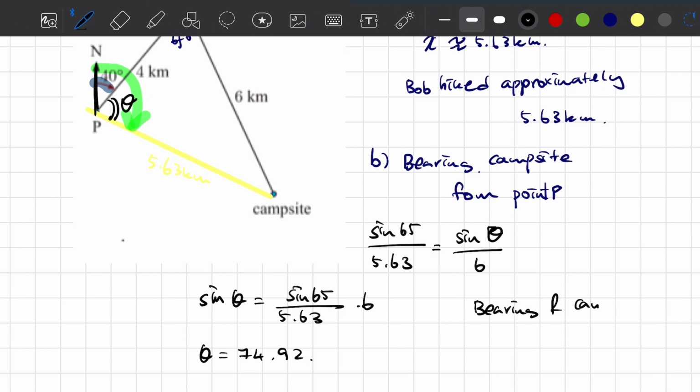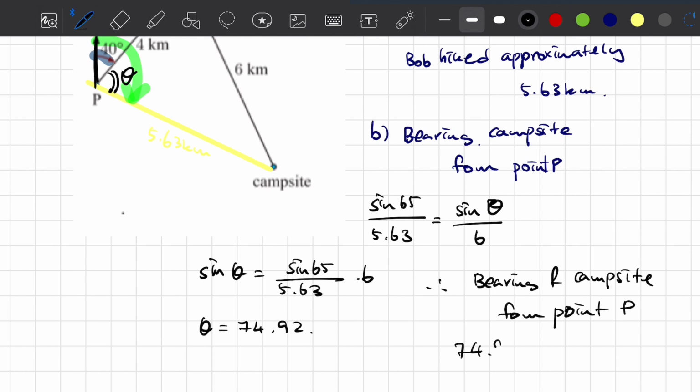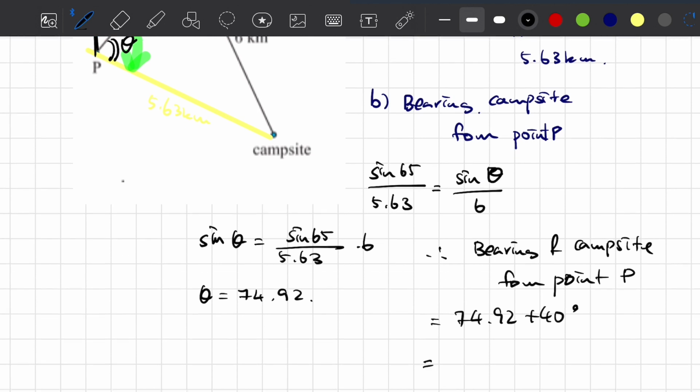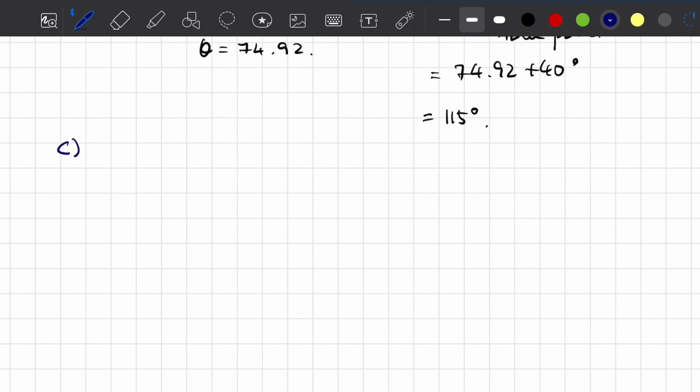Then the bearing of the campsite from point P is 74.92 plus 40 degrees. So the answer is 115 degrees.